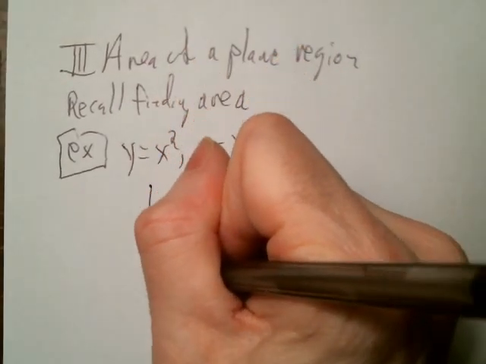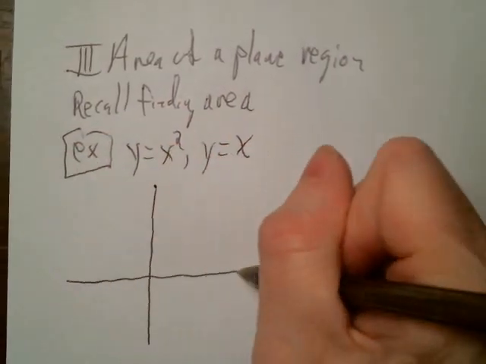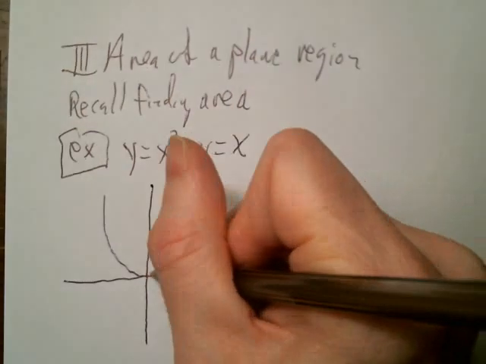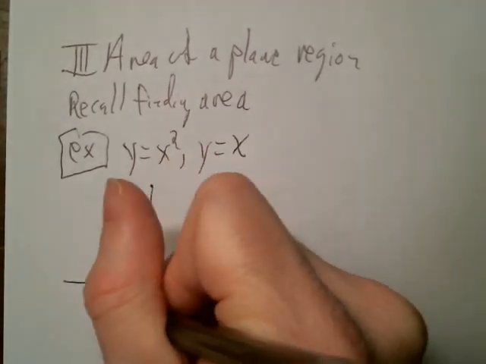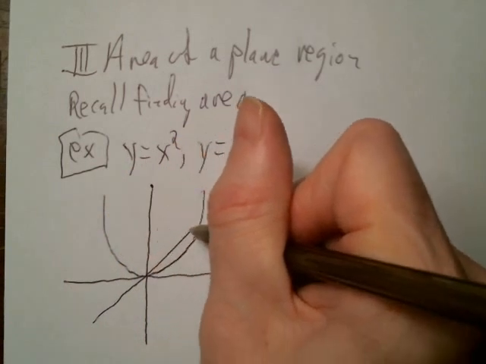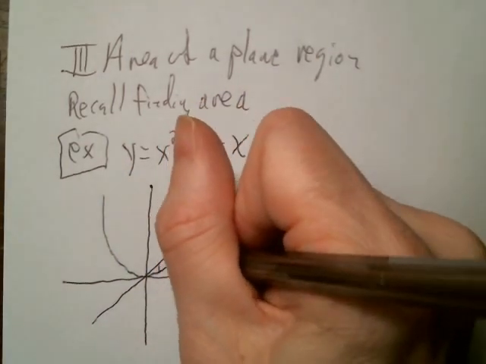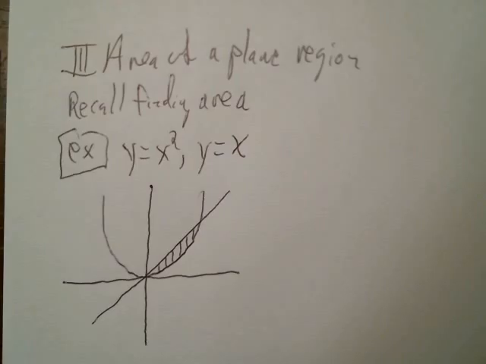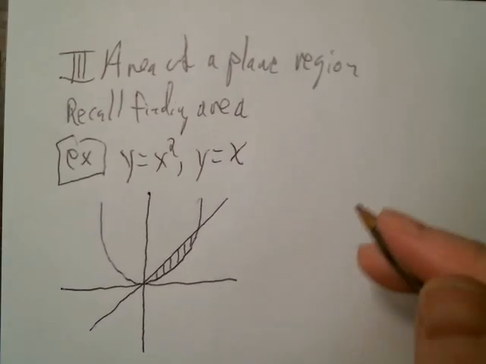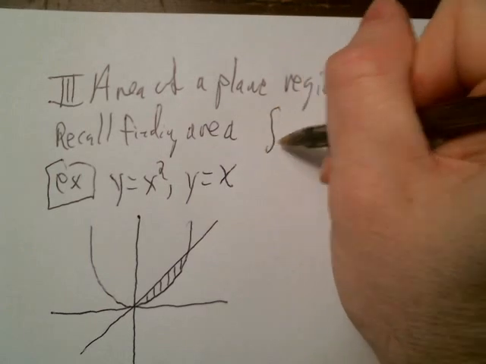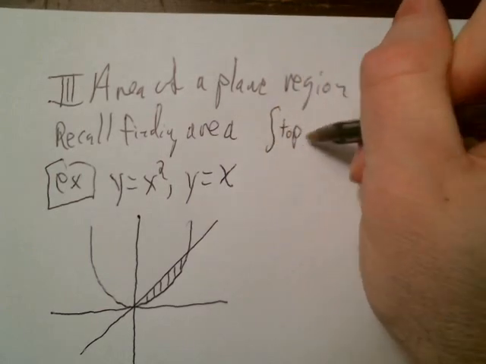Okay, so these are simple curves. I can draw them pretty quickly. Y equals x squared is something like this. Y equals x, you know, it's going like this. And so I need to find this region here. Okay? So with these integrals, when you're finding area, it's always going to be basically the top curve minus the bottom curve.